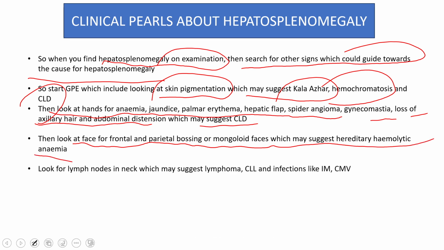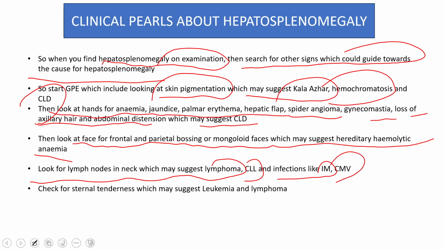anemia. Then we will look for lymph nodes in the neck, which will suggest lymphoma, CLL, and infections like infectious mononucleosis and CMV. Then we will check for sternal tenderness, which may suggest leukemia and lymphoma.